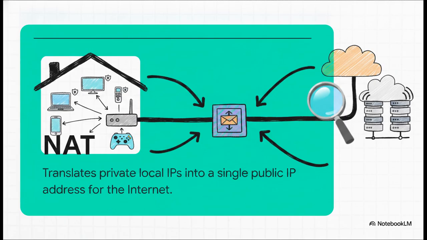It translates all those private local IP addresses into that one single public IP address before sending the data out to the internet. And then it reverses the whole process when the data comes back. It allows all your devices to share one internet connection without totally confusing the outside world.